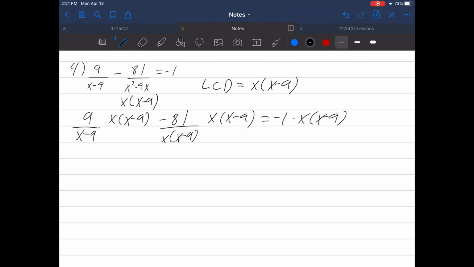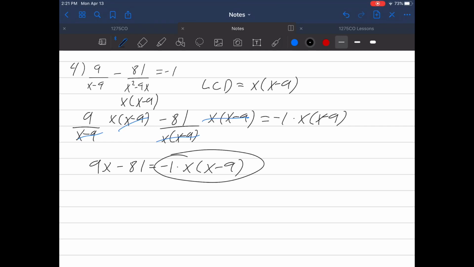Once again, everything is going to get multiplied no matter what. All right, this isn't one of those cases where you are trying to make denominators match. We're just multiplying everything by this LCD. X times x minus 9 cancels out. X minus 9 cancels out here. So we're left with 9x minus 81 equals negative 1 times x minus 9.